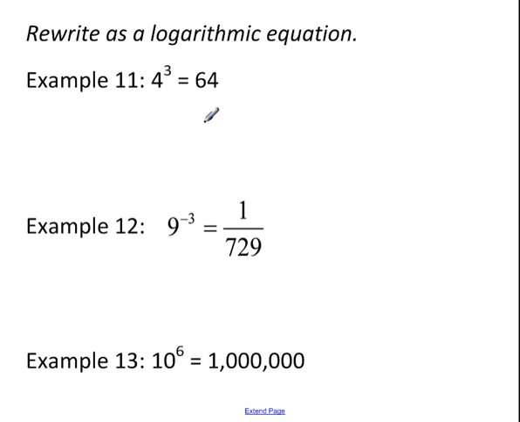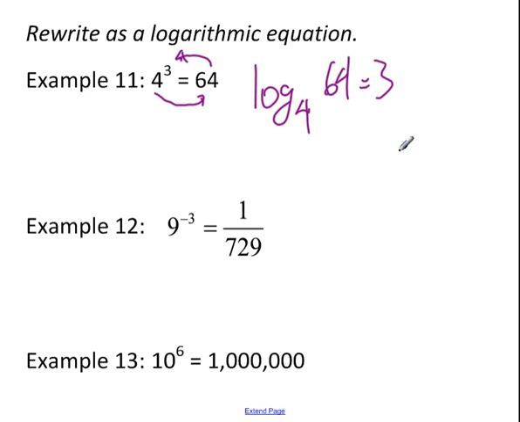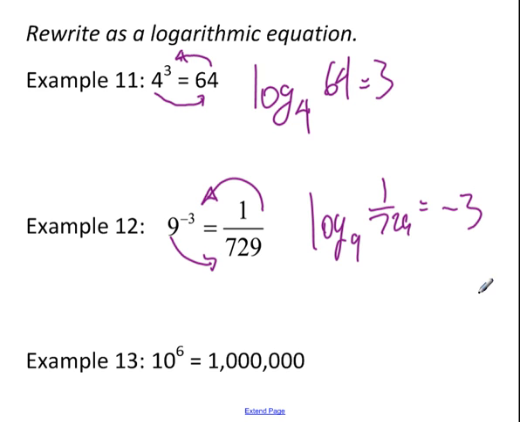Alright, so now writing as a log. We're going to do the exact same thing anyway. Here, 4, 64, 3 is going to be how we're going to write it. So log base 4 of our answer, 64, equals our power, 3. So that same motion of just kind of going like this and writing your numbers that way is going to work for us. This to this to this. So we get log base 9 of 1 over 729 equals negative 3.